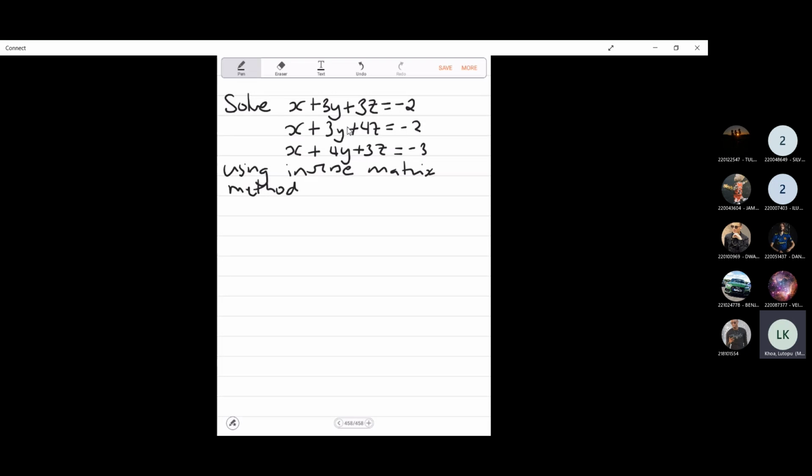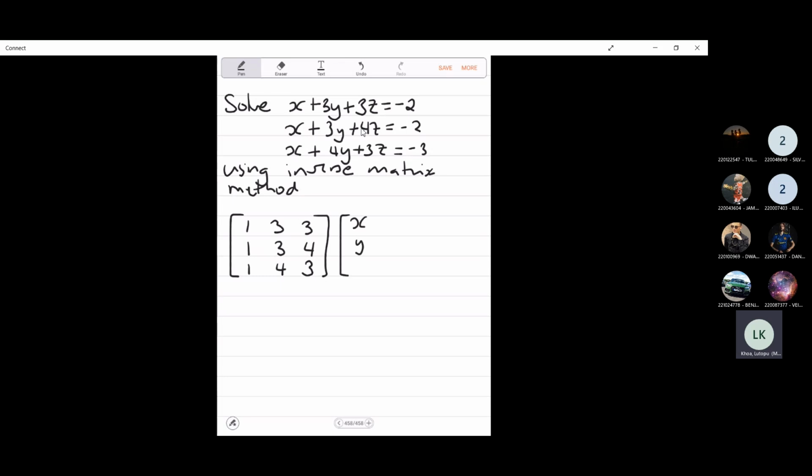So that means we will have to find our inverse first, then multiply it on both sides, and then compare the two matrices that we have. So first we write this in matrix form. So we take our coefficients of x, y, and z. So I have 1, 3, 3, 1, 3, 4, 1, 4, 3. And then my variable matrix, which is x, y, z. And then this is equal to the solutions -2, -2, -3.